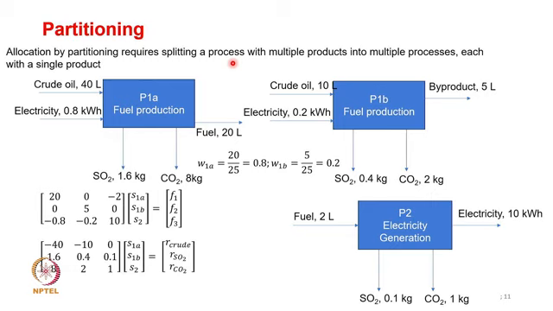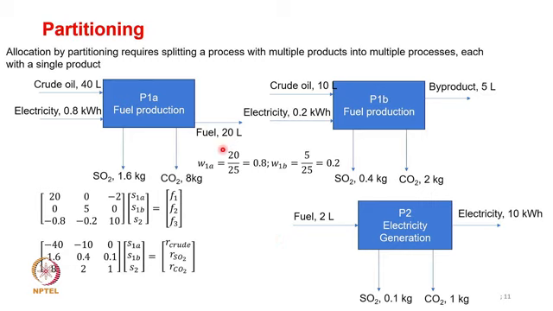So how do we do this? We'll have to partition it. Let's try to partition it based on the output. Here you have 20 liters of fuel and 5 liters of byproduct, so we need to find a fraction. That's what we learned last time. Looking at the outputs, the total output is 20 plus 5, which is 25. 20 by 25 gives you 0.8, which is the allocation factor for component 1, and the remaining would be 0.2, which is 5 by 25, or 1 minus 0.8.